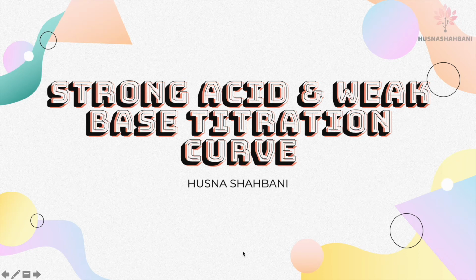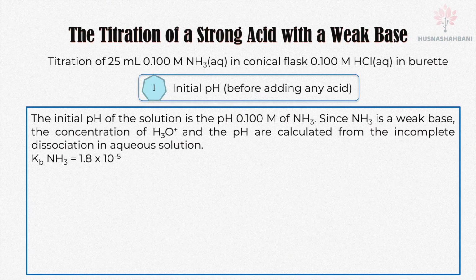Strong acid and weak base titration curve. The titration between a strong acid and a weak base, for example here, the weak base NH3 ammonia in a conical flask, fixed volume, with 0.1 molar HCl in the burette. This is the strong acid, this is a weak base. Same molarity, fixed volume of ammonia.